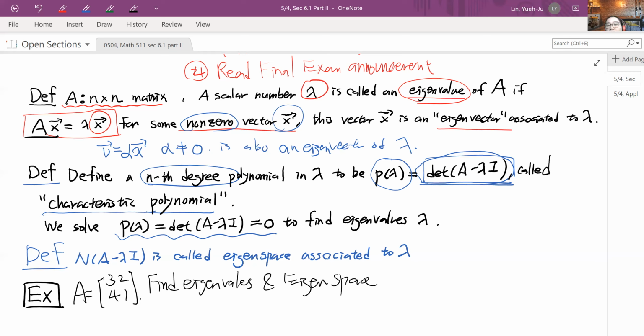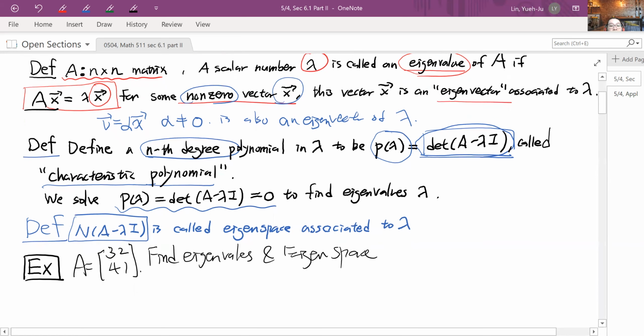Now, once we find the eigenvalue, the eigenvector is in the null space of this matrix. What's the null space? It's the collection of all the vectors x such that A minus lambda I times x equals 0, and this x is exactly the eigenvector we are looking for. You can think of the eigenspace as the collection of all the eigenvectors. That's why, once we find lambda, we solve for the null space of A minus lambda I. Whatever we find, those are the eigenvectors.